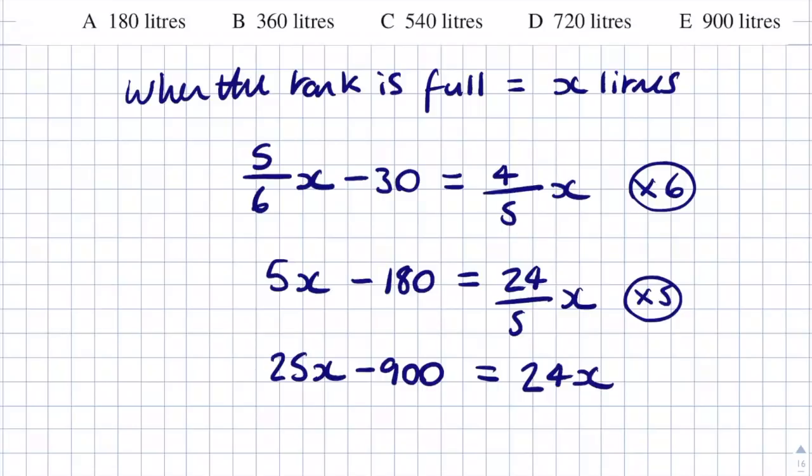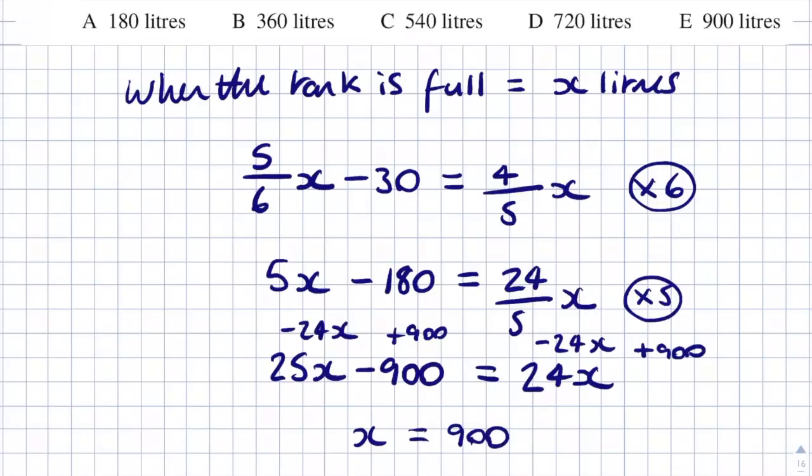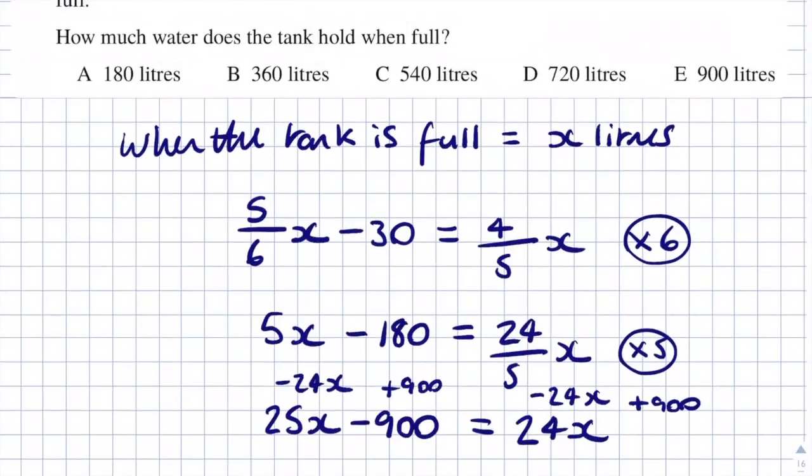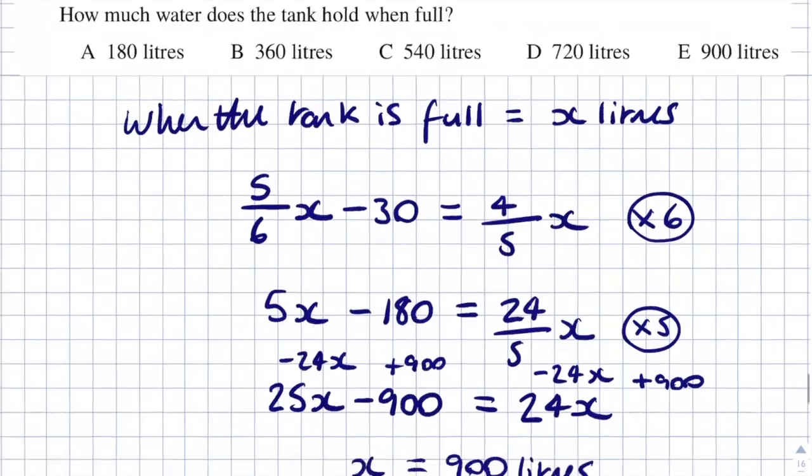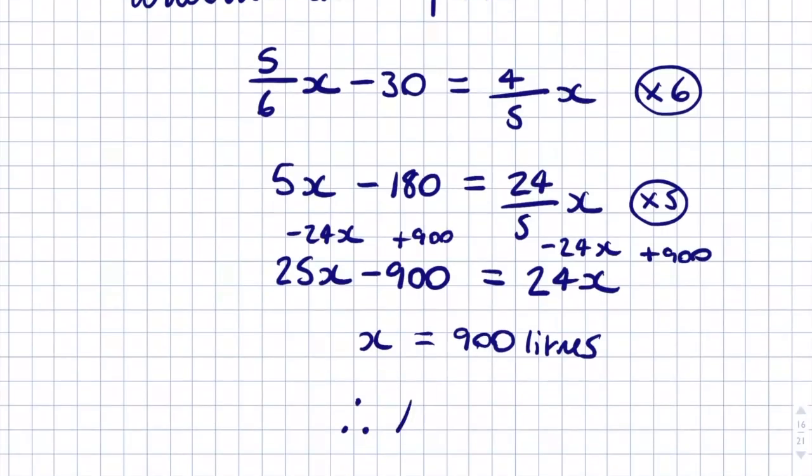Now what I can do is subtract 24x from both sides. So I get x, and then I can add 900 to both sides. So I'll get x equals 900. And that's when the tank is full. So when the tank is full, it can hold 900 litres. And we've got an answer for 900 litres, which is E. So therefore, final answer is equal to E.